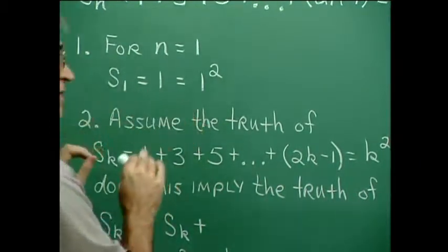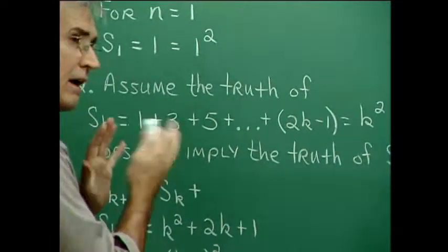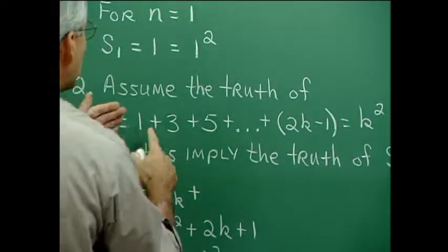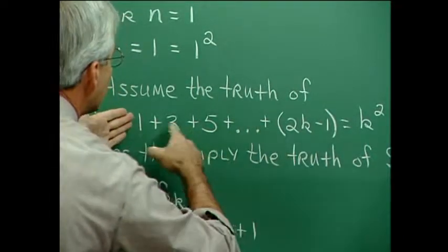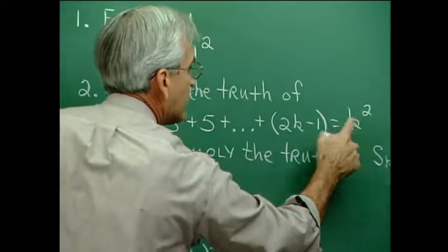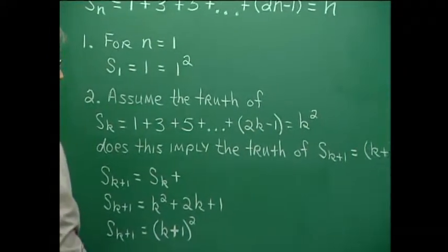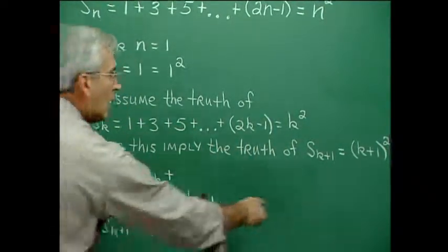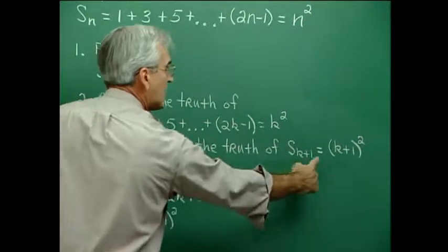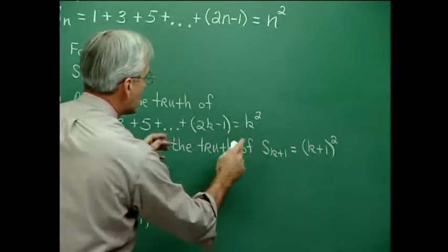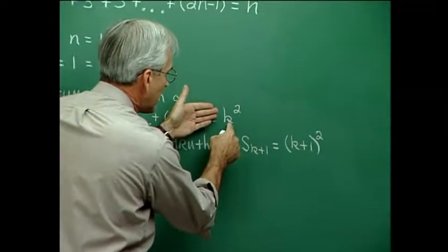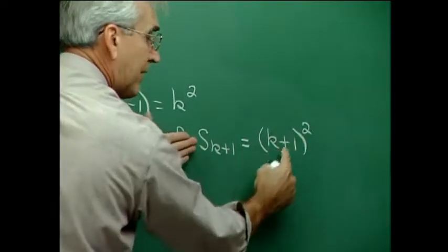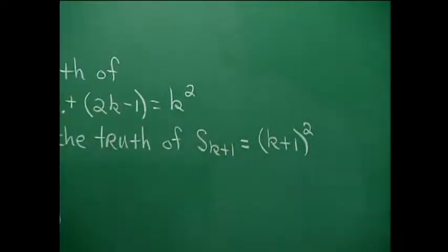Then we assume the validity of the kth item. That is, we assume the truth of s subscript k: the sum of these k items is equal to k squared. Now, does this idea imply the truth of the sum of k plus 1 items is equal to k plus 1 squared? Now notice the idea that if this is s subscript k, then s subscript k plus 1 means replace the k with k plus 1 and we have k plus 1 squared. Okay, so that's the idea.